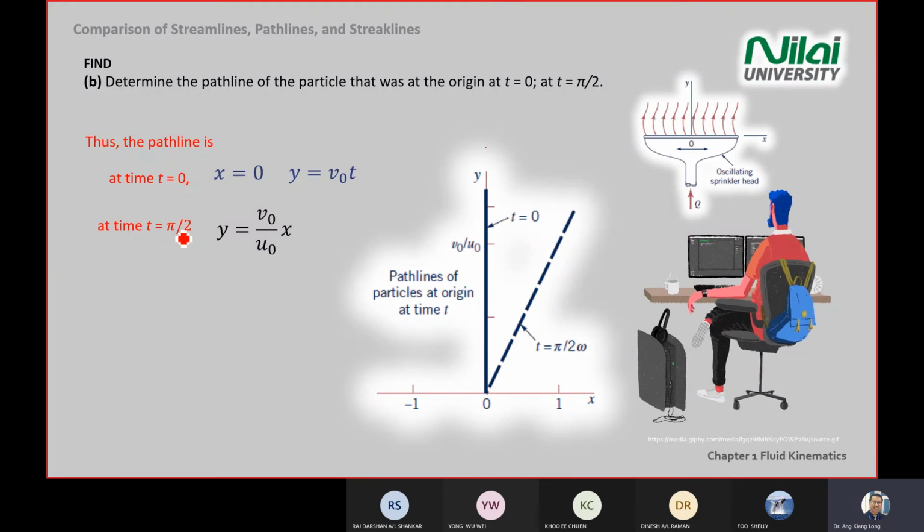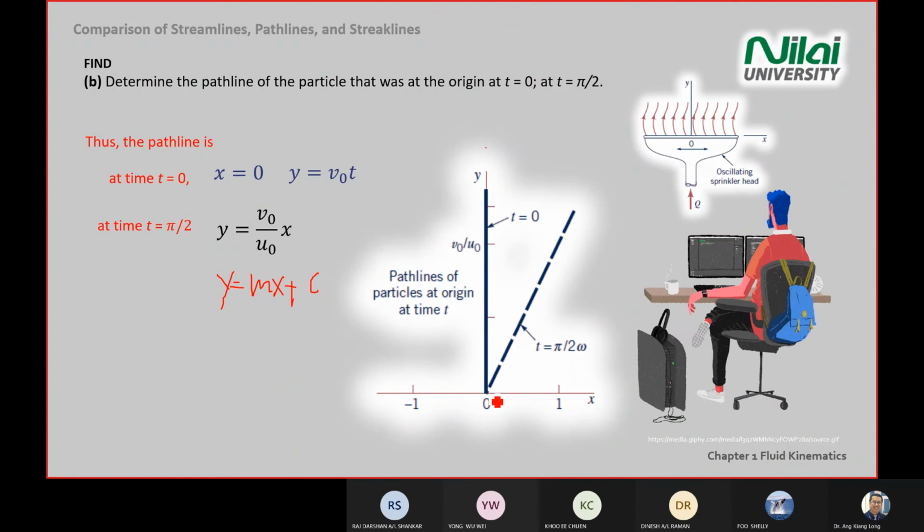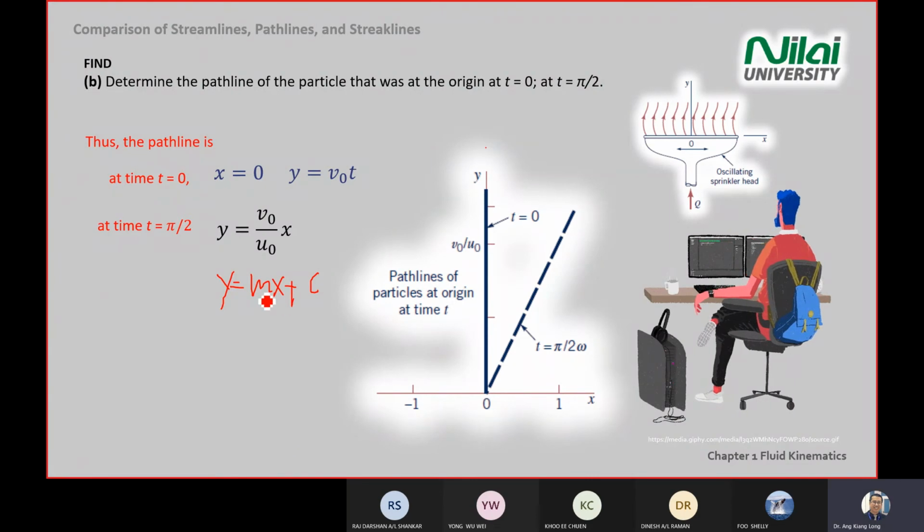And for t equal to pi over 2, y equal to a constant value times x, where you can assume that this value is positive. So y equal to mx plus c, and your c is 0. Recall the general equation of a linear line, mx plus c. You don't have c here, which means it crosses the origin. C is 0, so it crosses at the origin. The gradient of your line is v naught over u, a constant value. When you assume that your m is positive, you have a slanted line like this. So this is how you plot your line.